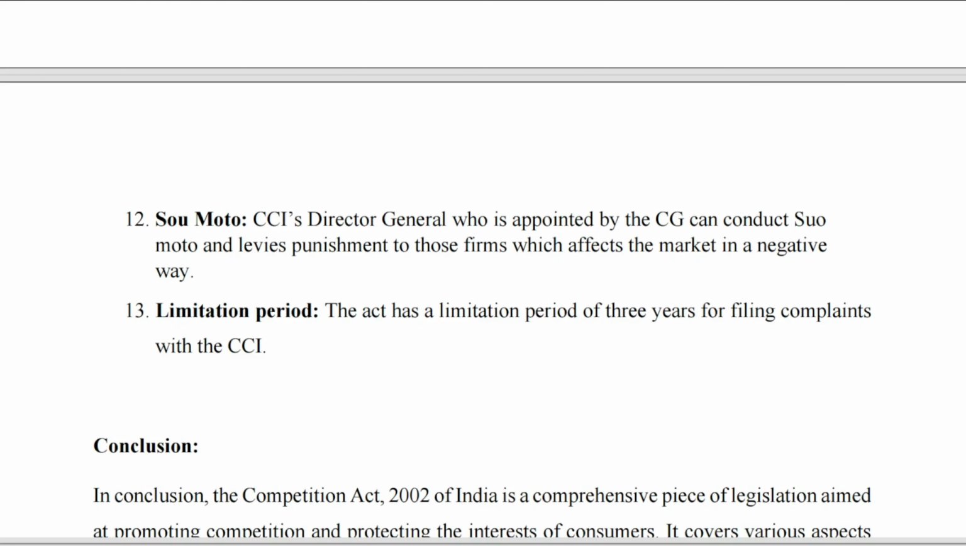CCI's Director General, who is appointed by the central government, can conduct suo motu and levies punishment to those firms which affect the market in a negative way. 13th point, limitation period. The Act has a limitation period of 3 years for filing complaints with the CCI.